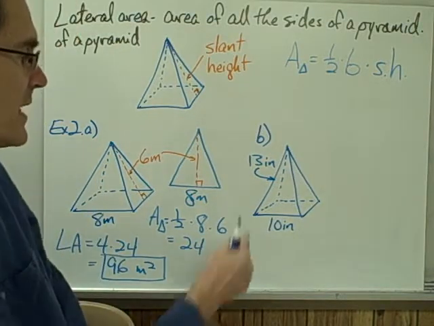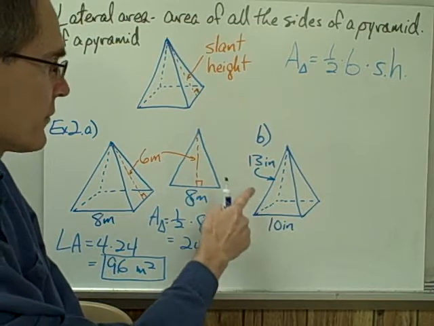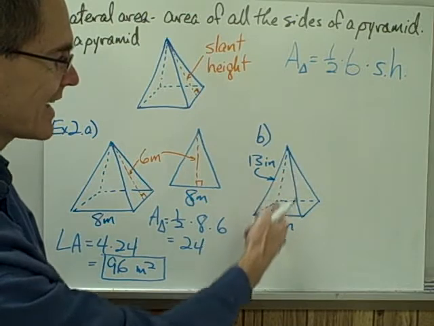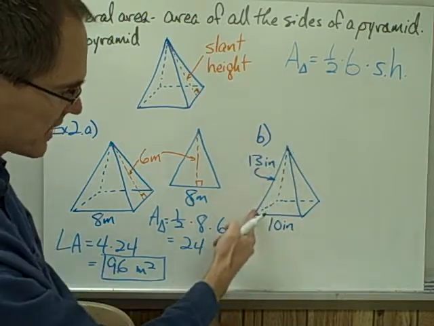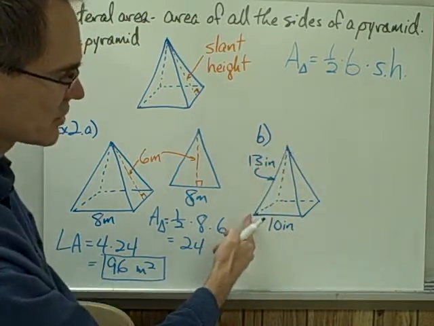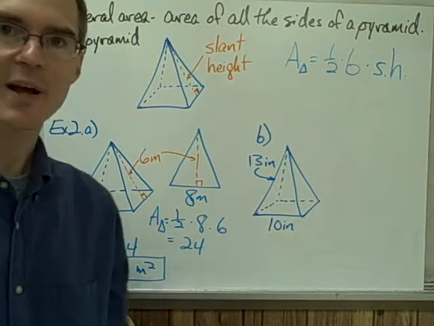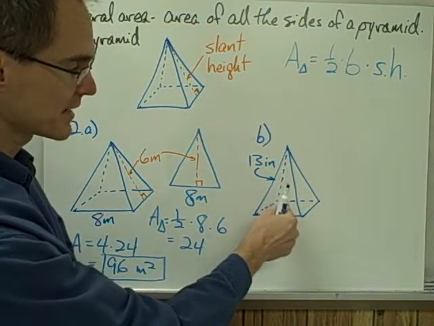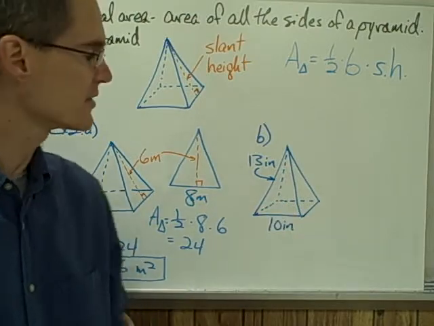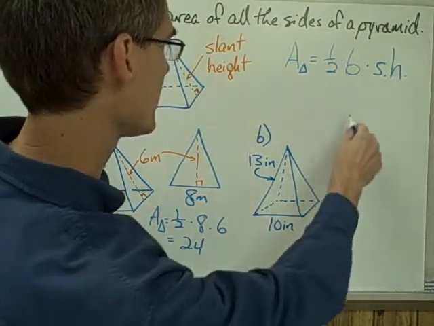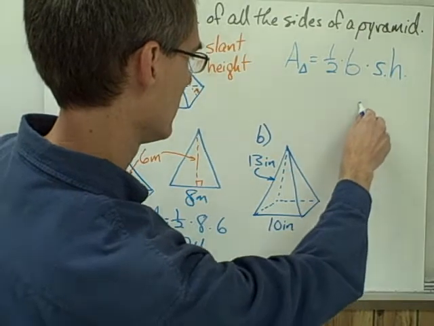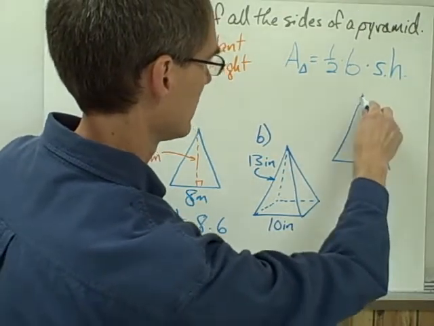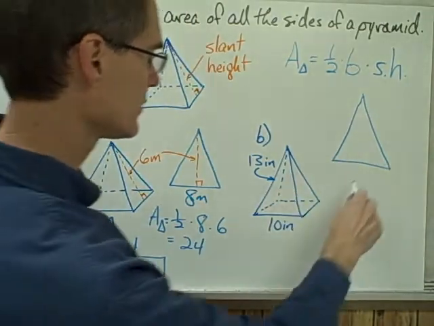Now in example 2b, I've got a slightly different case because notice in this one I'm not actually given the slant height. I'm given instead the length of one of these edges of my pyramid. So before I can calculate my lateral area, before I can calculate the area of one of my side triangles, I first have to figure out what is the slant height. So again, let's draw this triangle over here. So here's one of my side triangles.